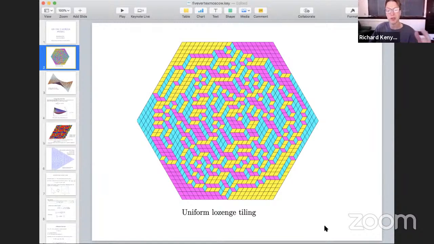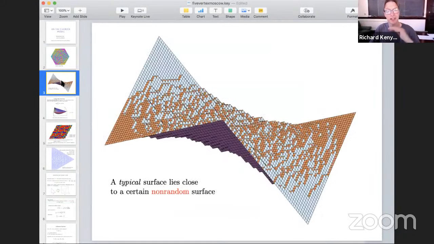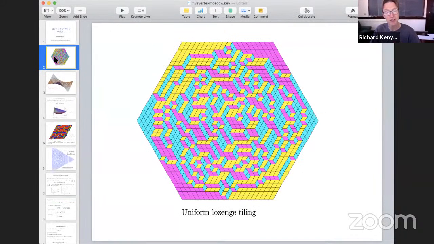And just by looking at a random sample of such a tiling with these boundary conditions, you can see that it's non-homogeneous. And in fact, if you could view the surface on the side like this, you would see that a typical tiling, if you did many samples, would always lie near a particular, in this case, smooth surface spanning the same boundary. So you should think of the epsilon as the size of the tiles going to zero. And then I'm going to take a uniform random tiling of the hexagon here, and then think of it as a surface in R3.